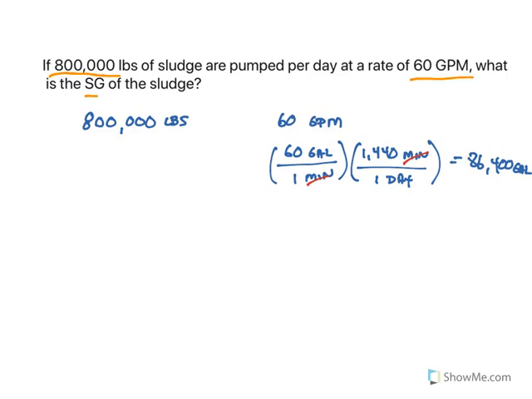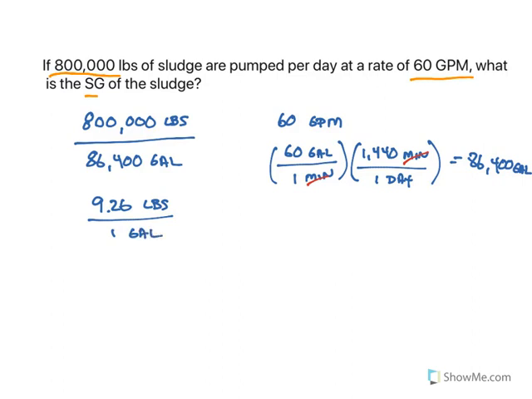Now I'm going to determine how many pounds each gallon weighs by dividing 800,000 pounds by 86,400 gallons. So 800,000 pounds divided by 86,400 gallons tells me that each gallon weighs approximately 9.26 pounds per gallon.